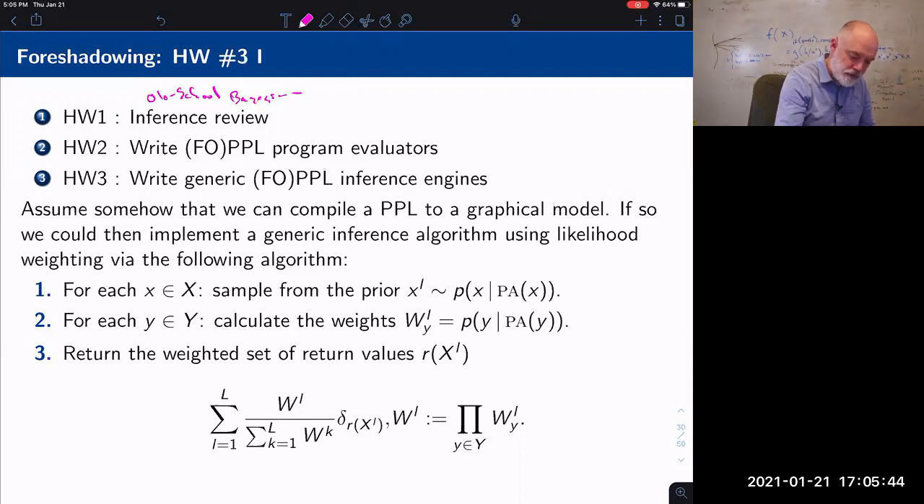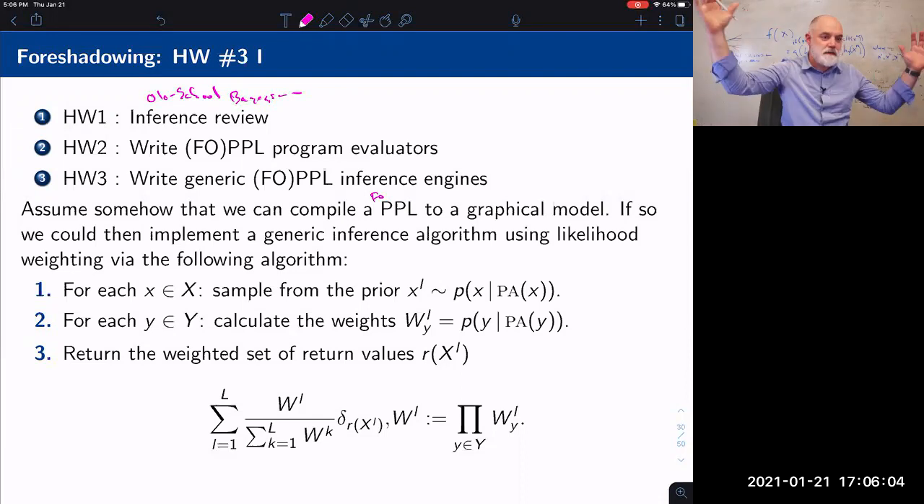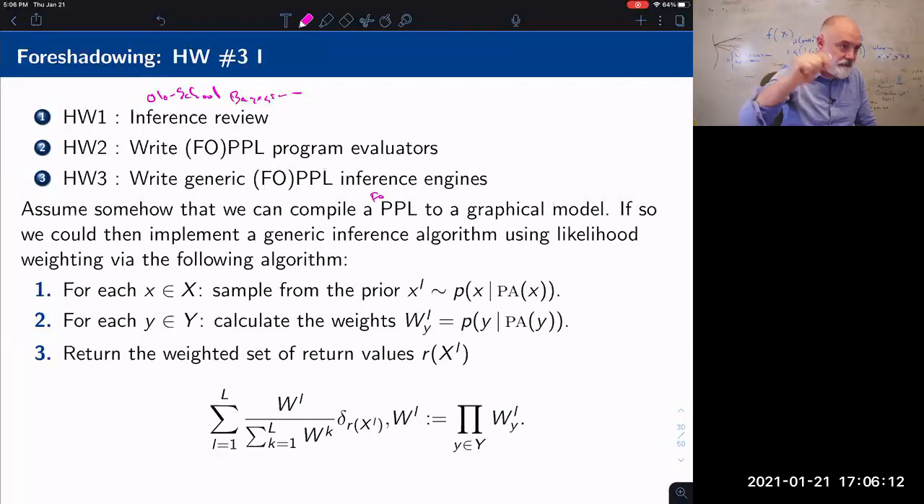But if you assume that you can compile a FOPL to a graphical model, and you'll see, we know how to do that, we're going to talk about it, then you can implement a generic inference algorithm using likelihood weighting using the following algorithm. For each X in the entire graphical model, you just sample from the prior. So you topologically sort the graphical model, and then ancestrally sample. And then for every observation that you encounter along the way, you accumulate a weight. And then from a programming perspective, you'll compute the test function as the return value of the expression.